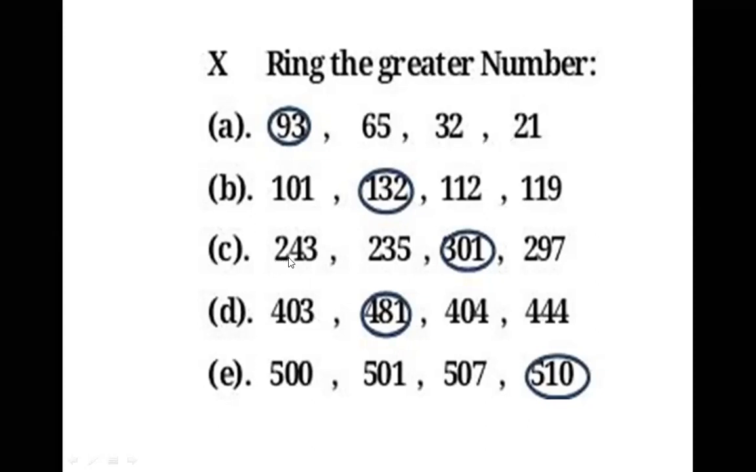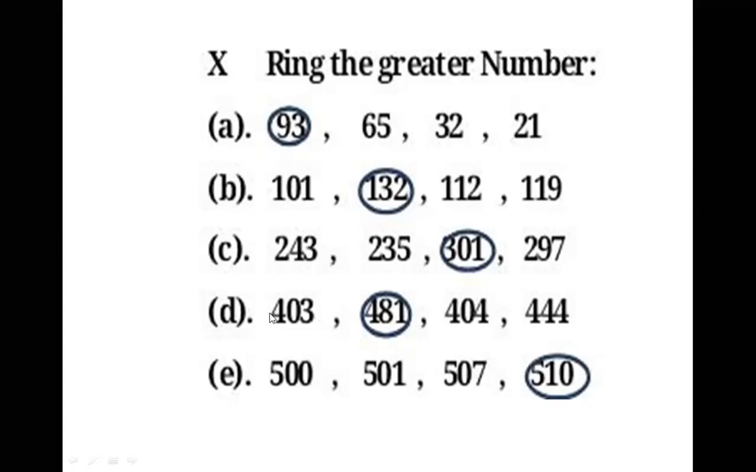Now come back to number C. See here: 243, 235, 301 and 297. See these numbers. Again you have to check the first digit. Here 2, 2, 2, but only this number is 3. So which is the bigger number? This is the bigger one, which is number 301. Yes, dears?